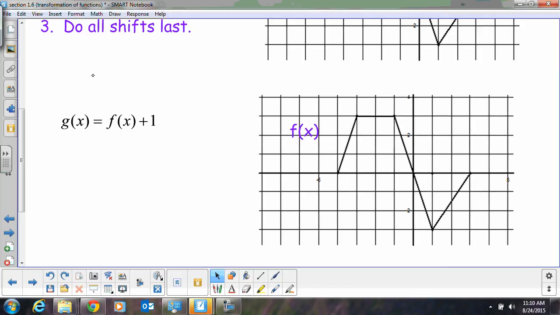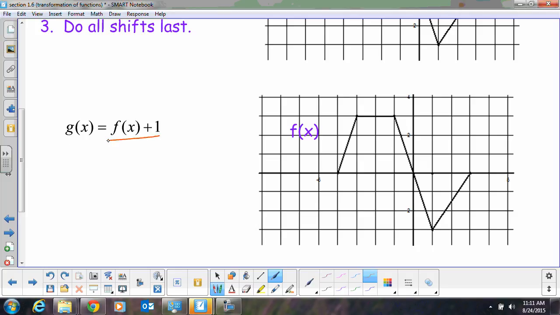Let me see if I can do it without looking at the seating chart. Connor. What does this tell us to do? Right here. This is my f of x. My g of x function is f of x what? So what do I have to do to every point on here? Right. So I'm going to pick the key points. This is a key point. I'm going to move that up 1. This point goes up 1. This point goes up 1. This point goes up 1. This point goes up 1. What does my new graph look like?